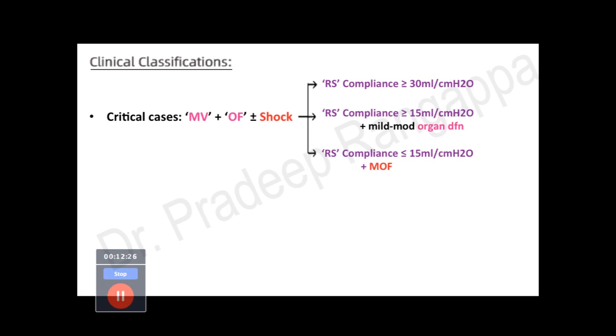So in critical, they have three components based on compliance. Worsening compliance, less than 15, qualifies as extremely critical with multi-organ failure. If it is moderate, there is some organ dysfunction with some compromise in the respiratory compliance.